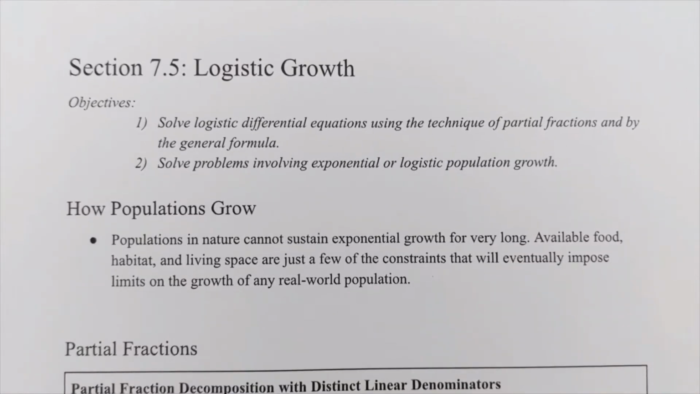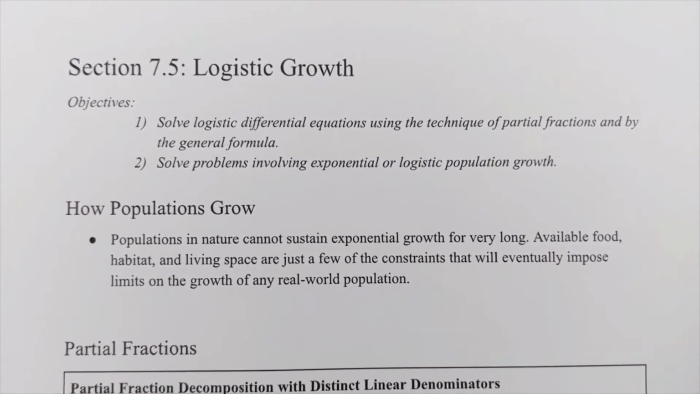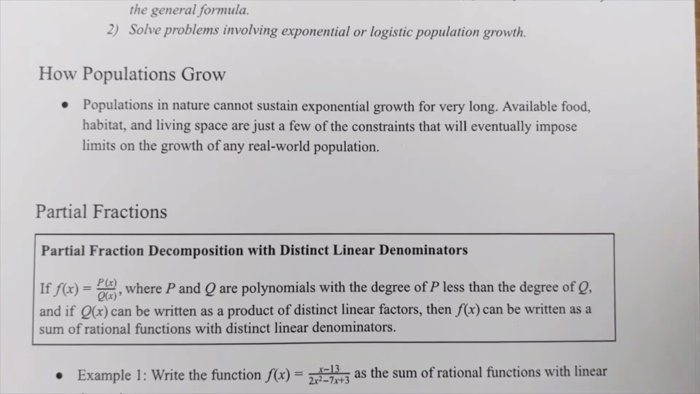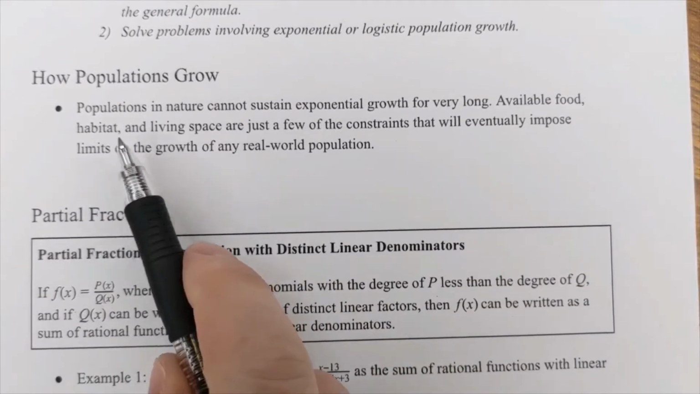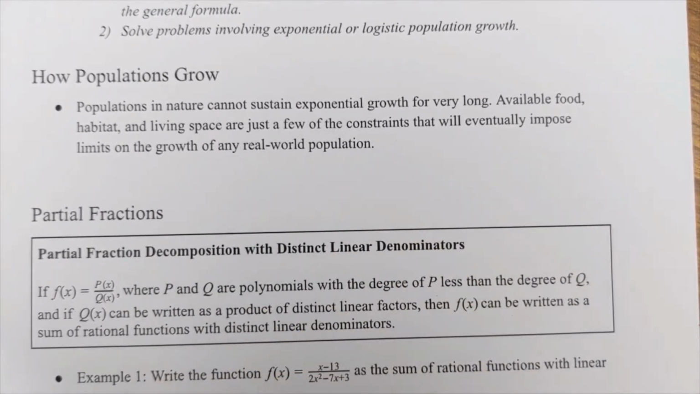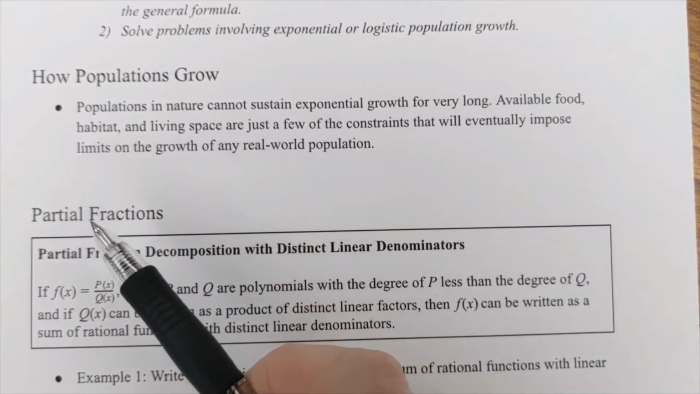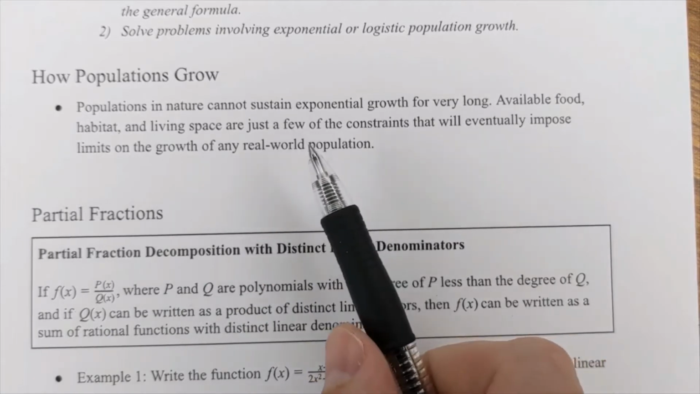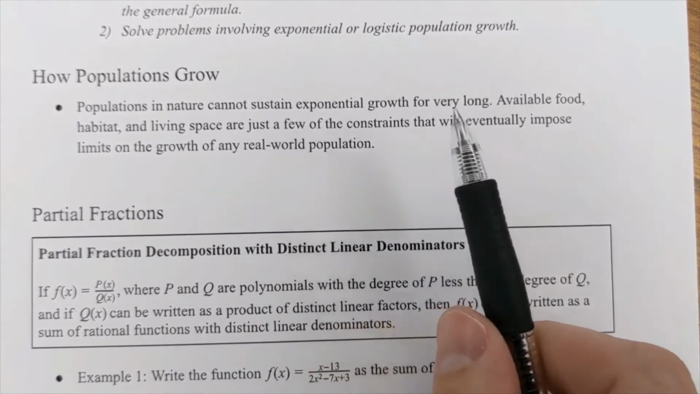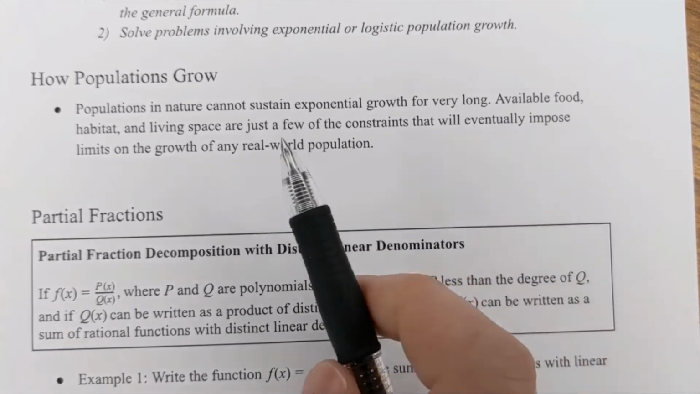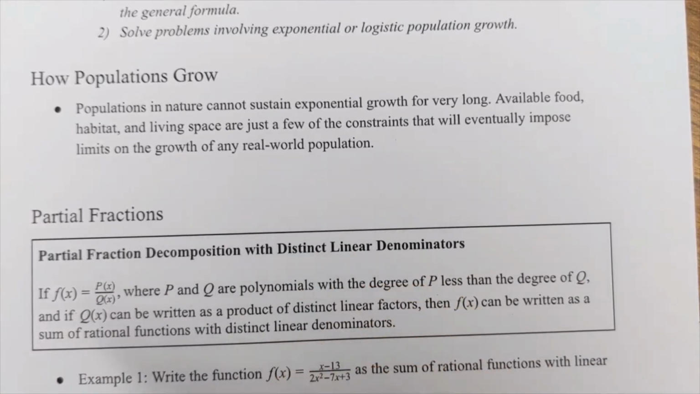So here for our notes for section 7.5, which is logistic growth. Just to know about how populations grow. Population's nature cannot sustain exponential growth for very long. In real life, available food, habitat, and living space will eventually restrict how many creatures, animals, people, trees can live in a certain place. So the populations eventually will level off.